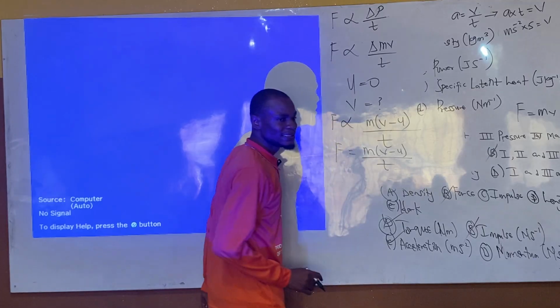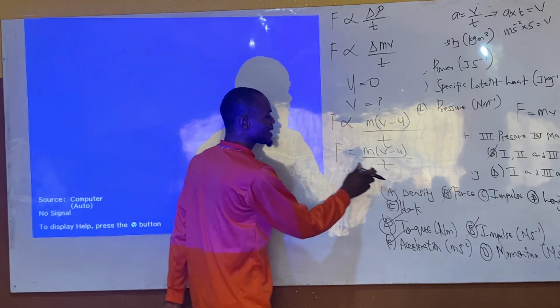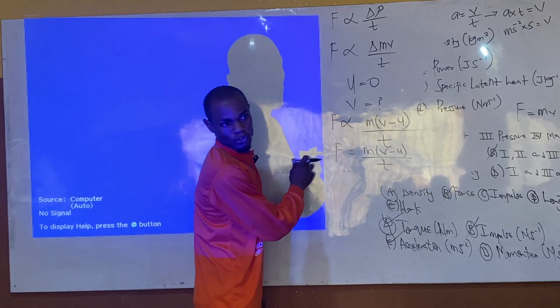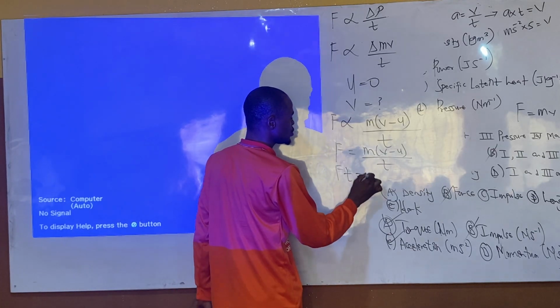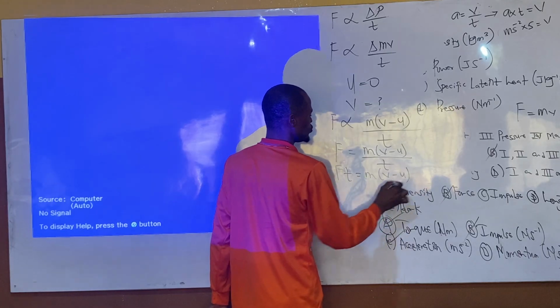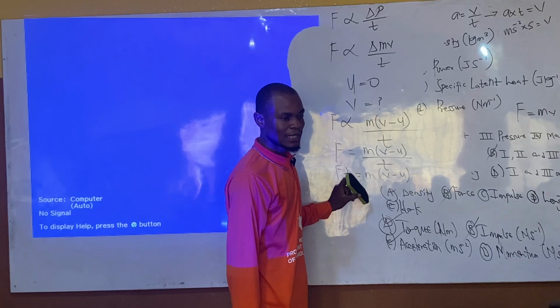There's something I want to bring out. If I cross multiply, I get force times time equals m(v minus u). Now, what is the formula for impulse? Force times time.